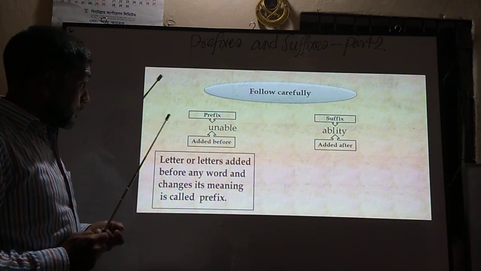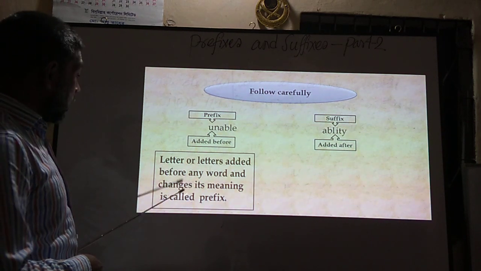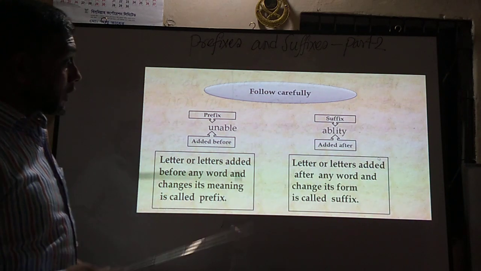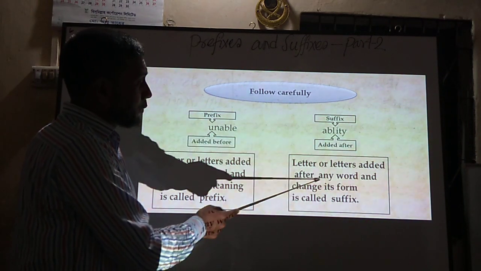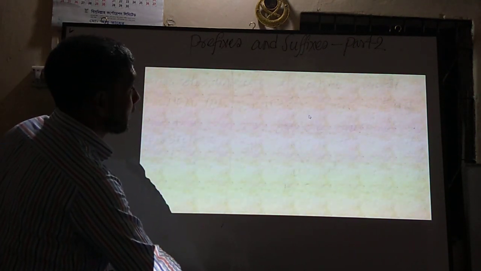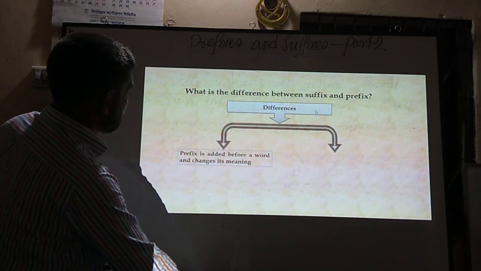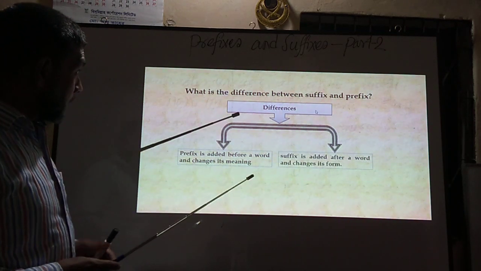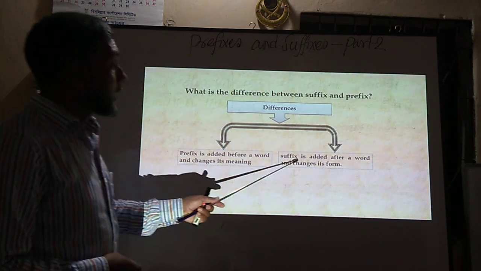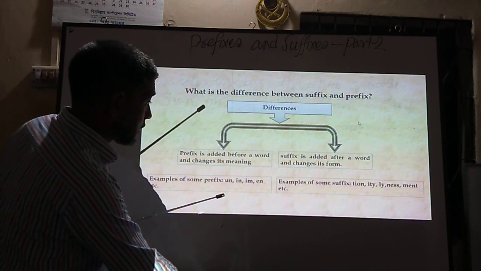Just if you would like to know the definition: the letter or letters added before any word that change its meaning are called prefixes. And for your understanding, the letter or letters added after any word that change its form are called suffixes. I told you in my first lecture about it. So what are the differences? A prefix is added before a word and changes its meaning. A suffix is added after a word and changes its form. We know it. We will not lose our time here.